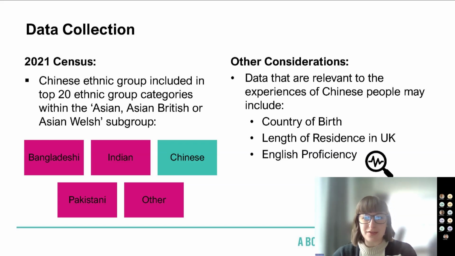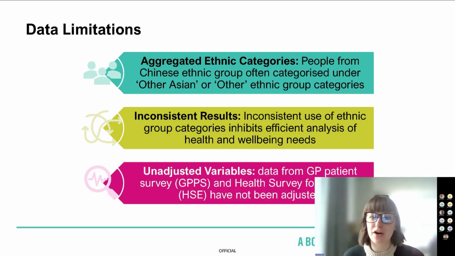Now, last little bit about the data analysis before we get into actually talking about the Chinese community is just some of those limitations that we've come across when trying to get that picture of health and well-being. In some of those smaller data sets, there is a wide variety of how the Chinese ethnic group has been categorized, and often it's put into the other Asian or just other ethnic group categories, which really doesn't give us a clear understanding of the specific health needs. And because of these different groups that the Chinese population is often categorized into in those different data sets, it makes it really difficult to have that effective analysis of those health and wellbeing needs when we have that inconsistent use of ethnic group categories.